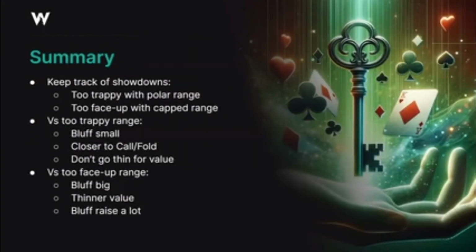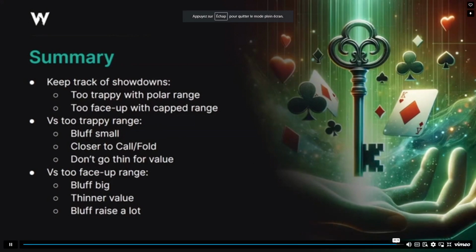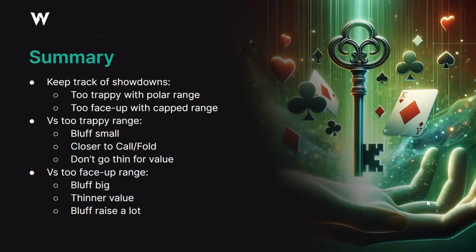So, to summarize, we need to keep track of showdowns to be able to effectively exploit these leaks. The main leaks are going to be someone who's too trappy with a polar range. The other leak is going to be someone who's too face up with a capped range. Versus too trappy of a range, we're going to bluff small. We're going to play closer to call or fold versus bets. And we're not going to go thin for value. And versus a too face up range, we're going to bluff big and often. We're going to go thinner for value. And we're going to be bluff raising a lot, right?